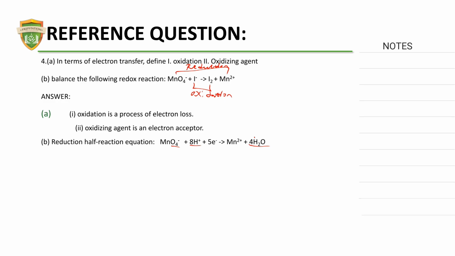When you have done that, balance the charge. So what is the charge? -2, -1 plus 8 is plus 7. Then here we have plus 2. So how many electrons should I add to make it plus 2? 7 minus 5 will give us plus 2. That's why we have the 5 electrons. What's the next step?